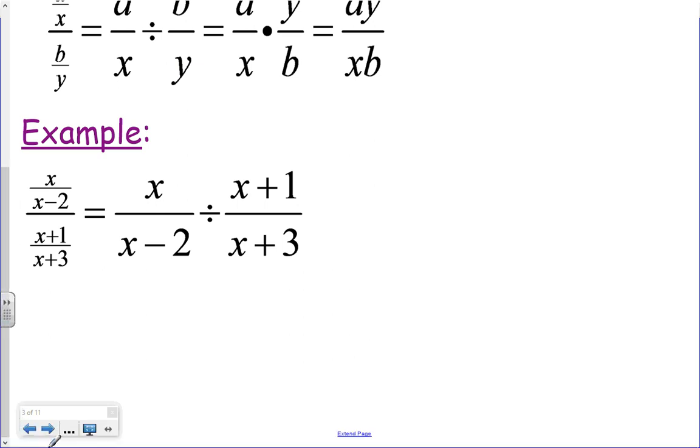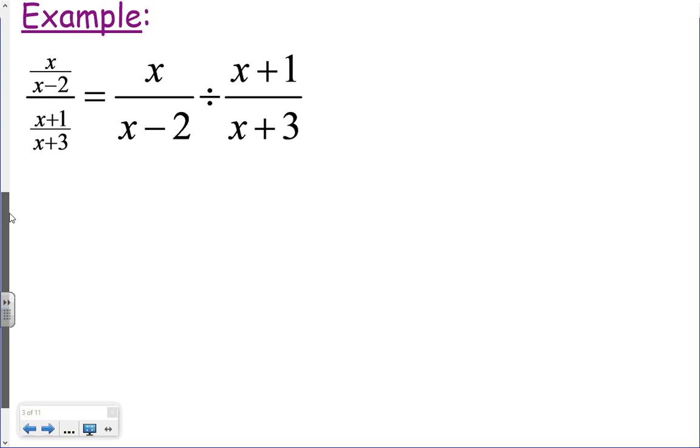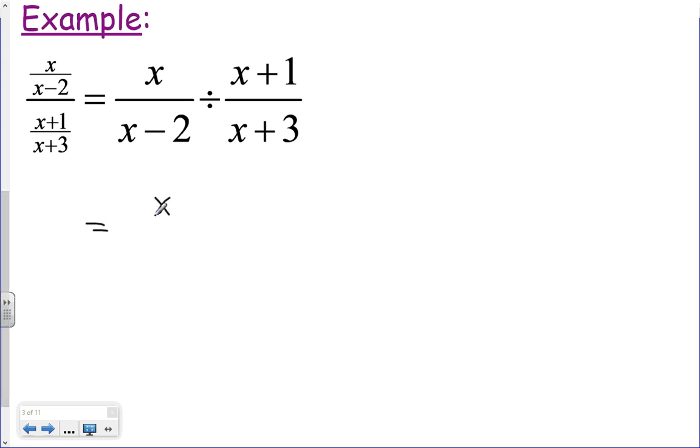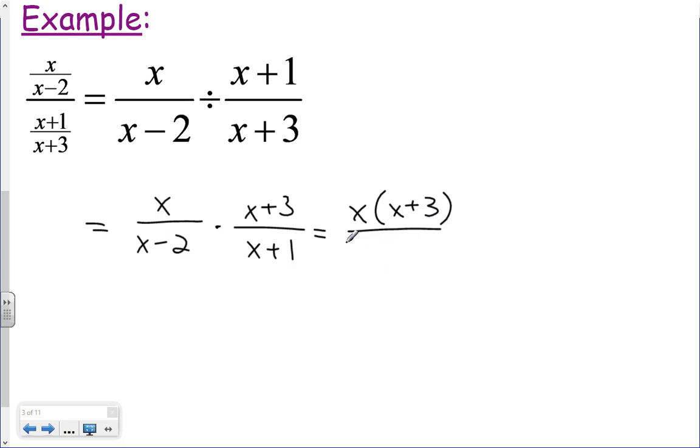It turns out that you can rewrite this as a product. So this is equal to the numerator part of this, x over x minus 2 stays the same. And then I have to multiply this by the reciprocal of the denominator. So that's x plus 3 over x plus 1. And let's write it in that form first of all, that factored form. I'm just going to write the product of the numerators, x times x plus 3, and the product of the denominators, x minus 2 times x plus 1.